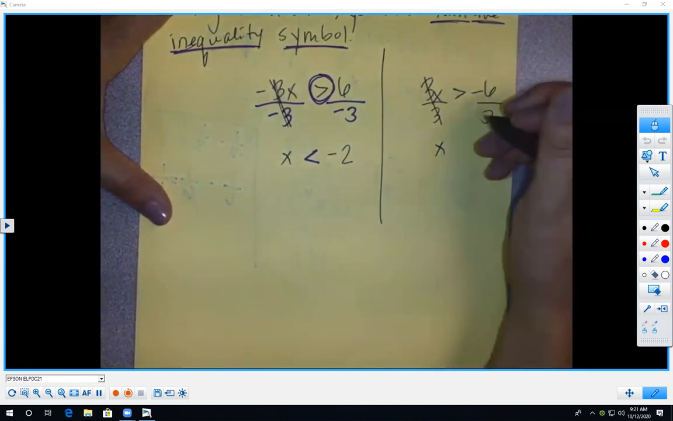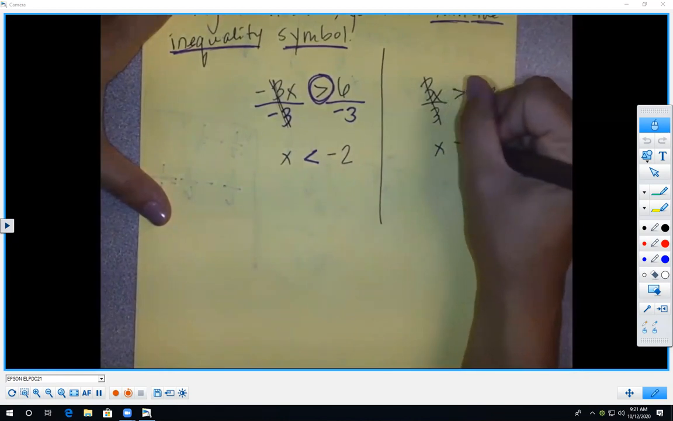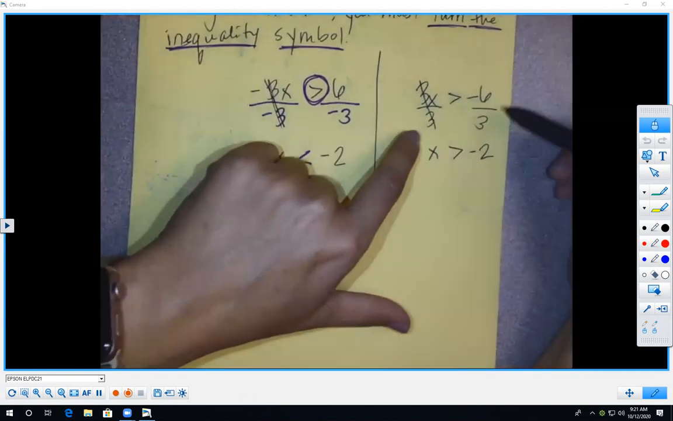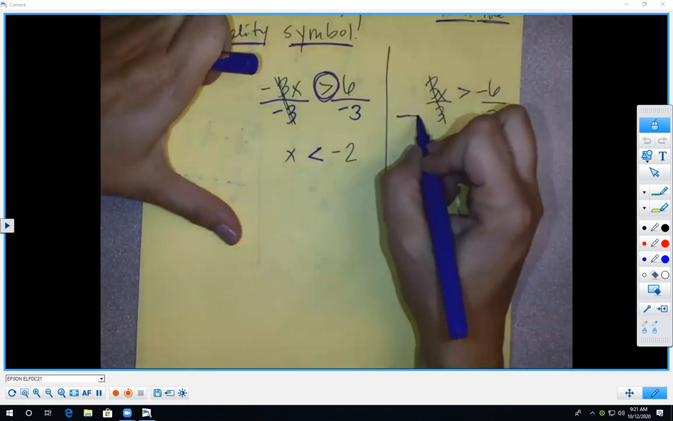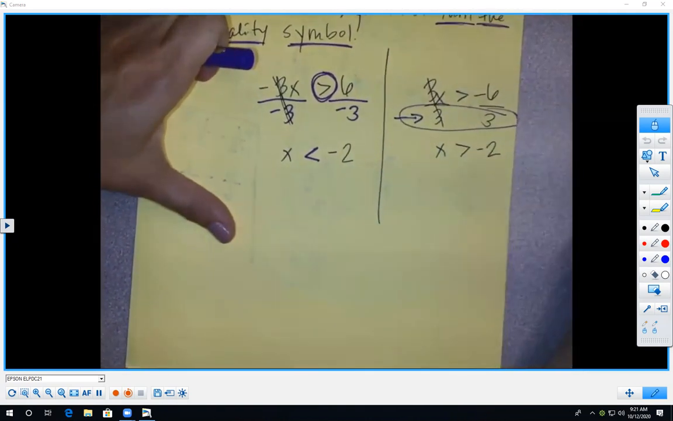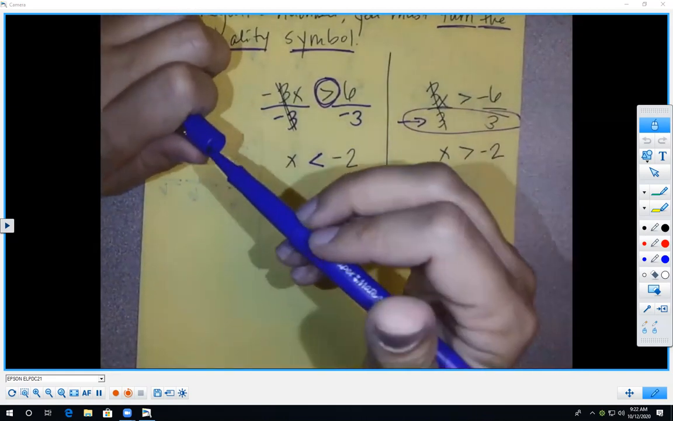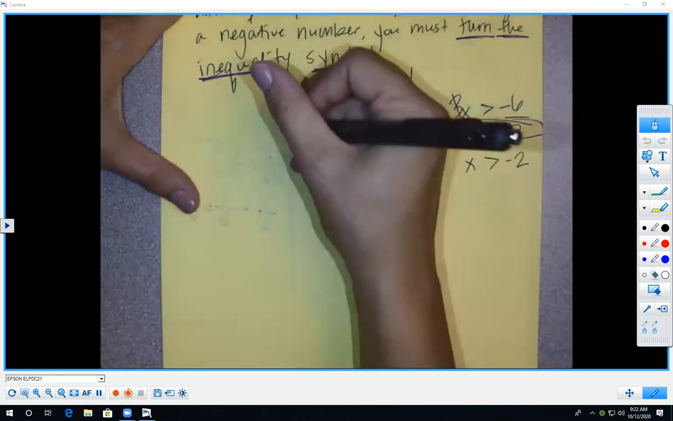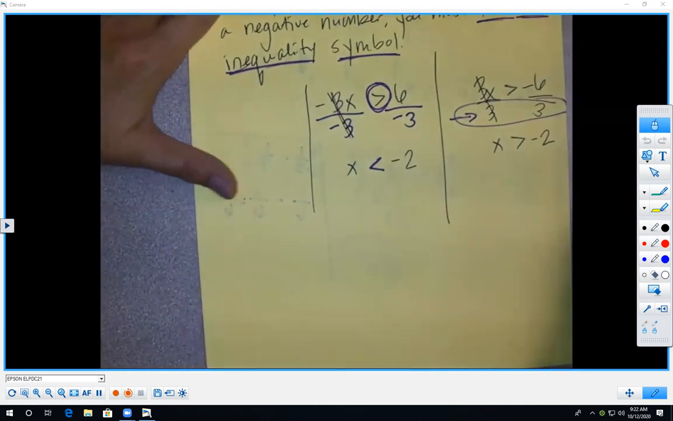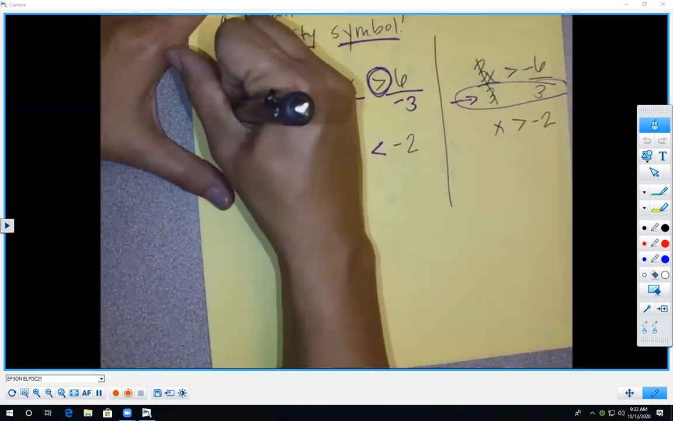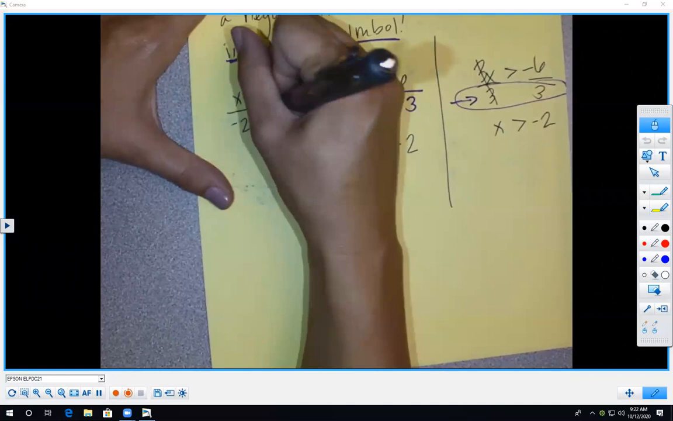This negative 6 divided by 3 is negative 2. But this part right here was not negative. That was still positive. You have to actually divide by a negative number to flip the sign, okay? The other situation is when you multiply by a negative number. We don't have this quite as often, but if I had like x divided by negative 2 is greater than 3.